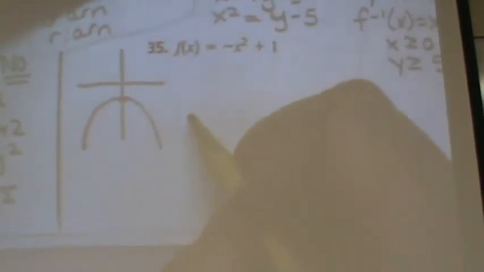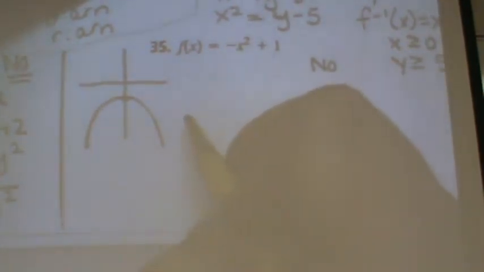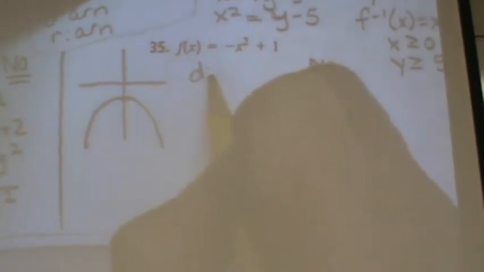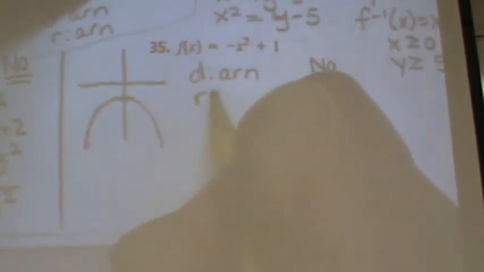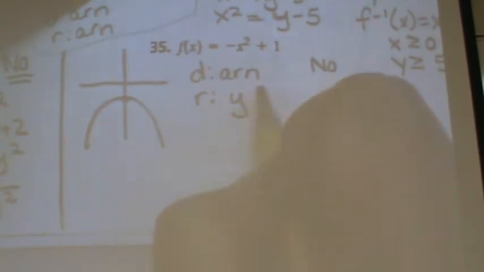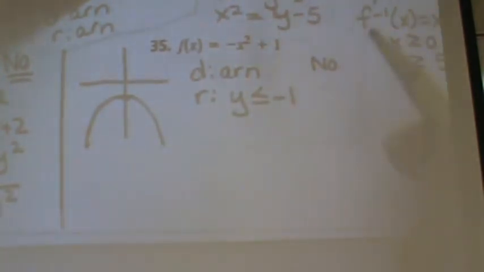And the last one. Okay, this looks like a parabola. It's shifted 1 unit down, and it's upside down. So it looks like this. It's shifted 1 unit down, right here, and it's upside down. So, again, it's not 1-to-1, does not pass the horizontal line test, so its inverse will not be a function. The domain for this is all real numbers, and the range is going to be y is less than or equal to -1.